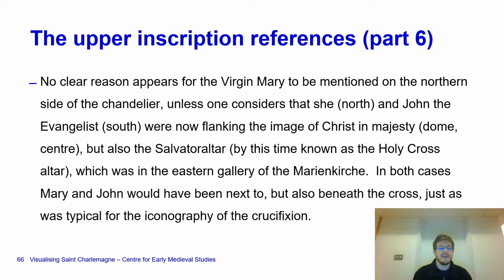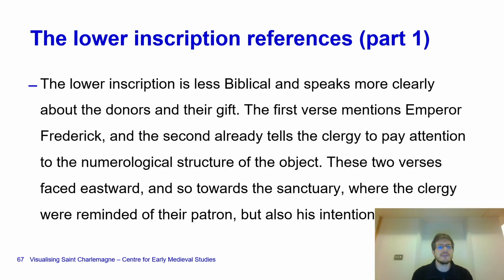At this point one begins to wonder what was going on in Aachen and who was making this program and why. Now the lower inscription is less biblical and speaks more clearly about the donors and their gift. The first verse mentions Emperor Frederick, and the second already tells the clergy to pay attention to the numerological structure of the object. These two verses faced eastwards, so towards the sanctuary, where the clergy were reminded of their patron but also his intentions. This will also be the place where the crowned king would be able to see Frederick Barbarossa's name as one of his predecessors.